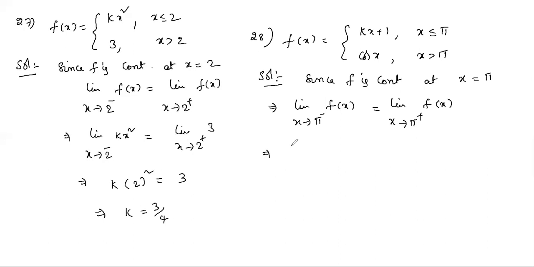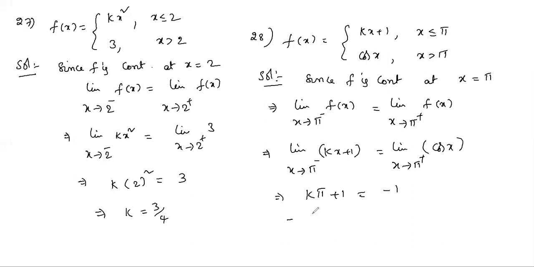So the limit as x tends to 5 minus of f of x, which is kx plus 1, equals the limit as x tends to 5 plus of cos x. So in the direct substitution, k pi plus 1, and cos pi is minus 1. So k pi equals minus 2. k equals minus 2 by pi. So by equating the left limit and right limit, you will get the answer.